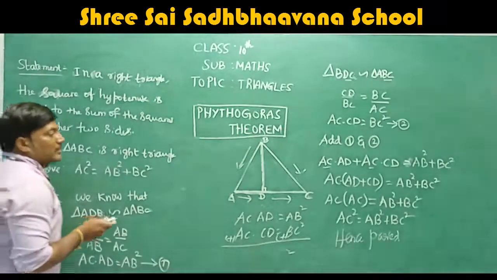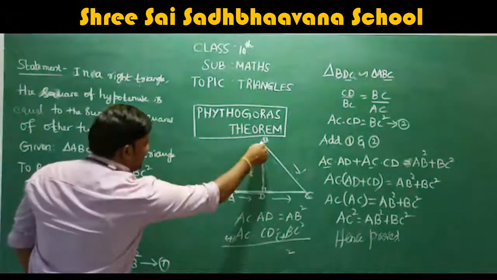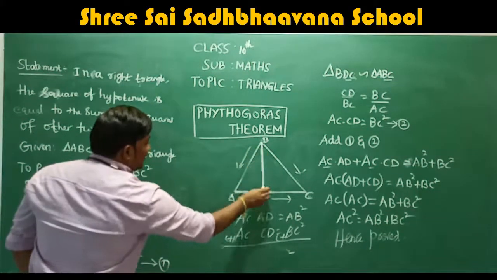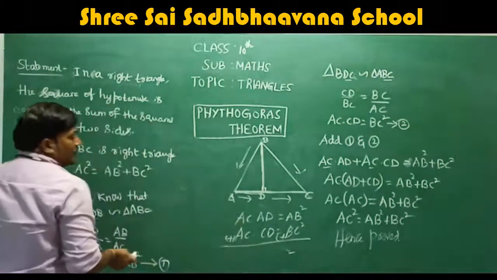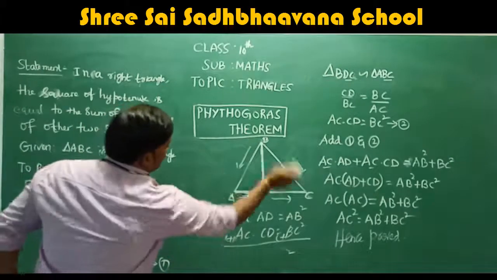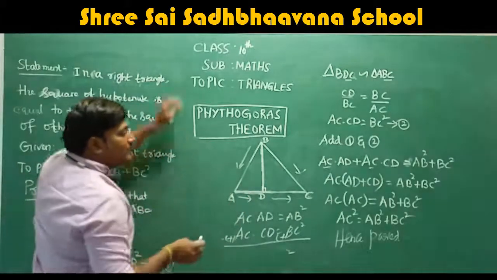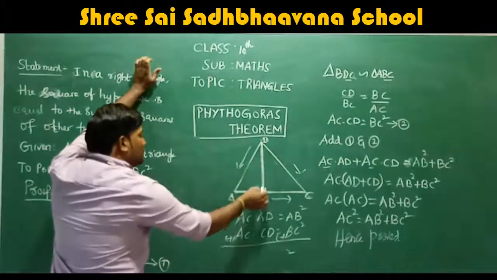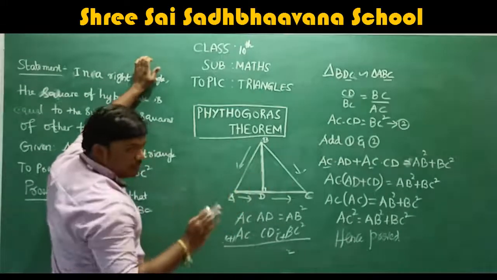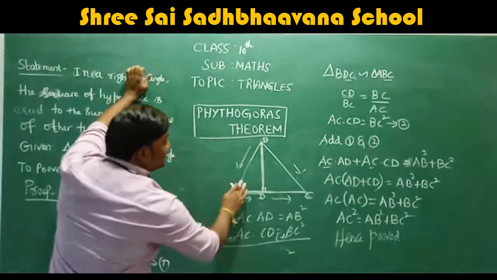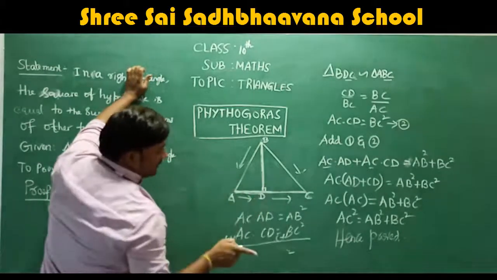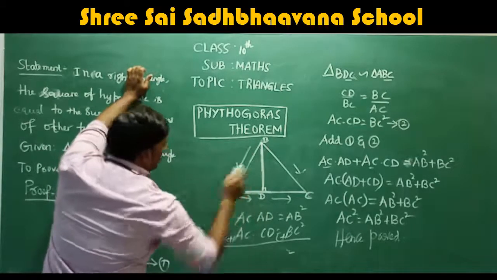That again I'll explain. A perpendicular is drawn from vertex B to the longest side AC, meaning the hypotenuse. One perpendicular is drawn from B to AC. So when you draw this, the triangle is divided into two different triangles. What are those? ABD and BDC.